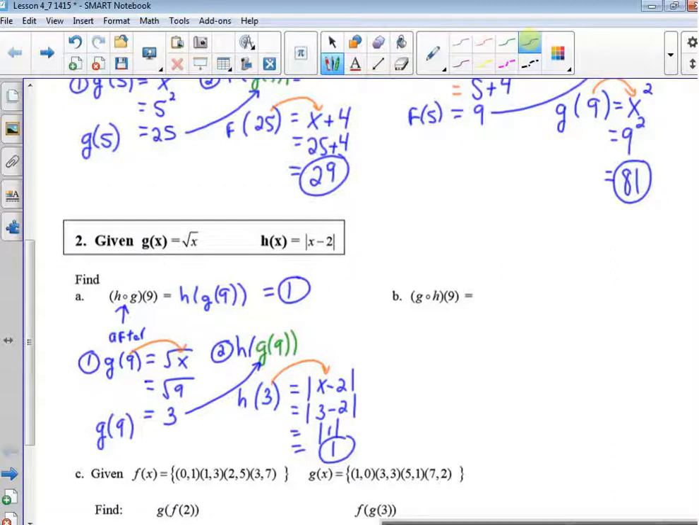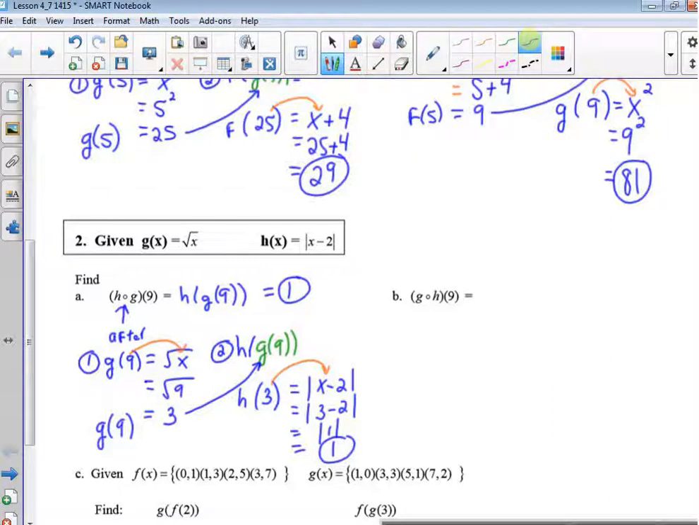I don't want that intermediate value. And some kids think you do h of 9 and g of 9, like you take and plug in 9 for h and 9 for g and do something with them, but that's not the way it works. You take one's answer and plug it into the next one.